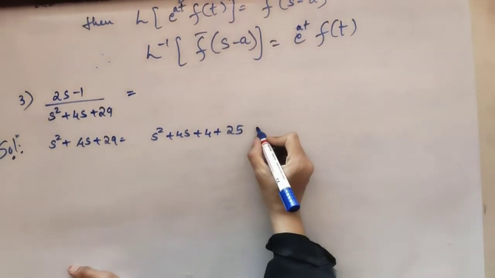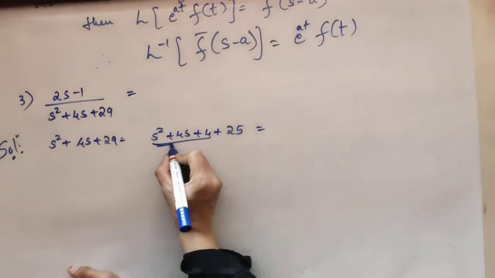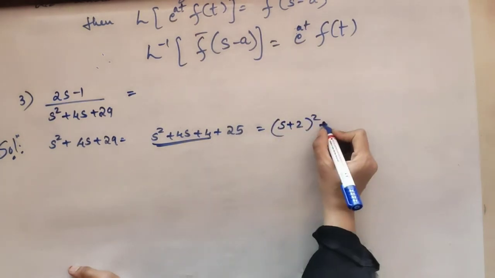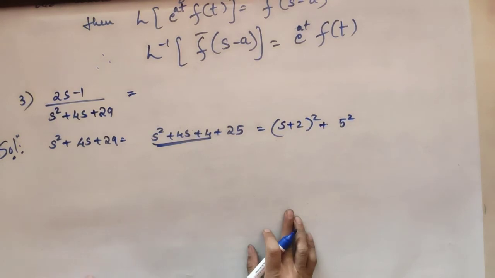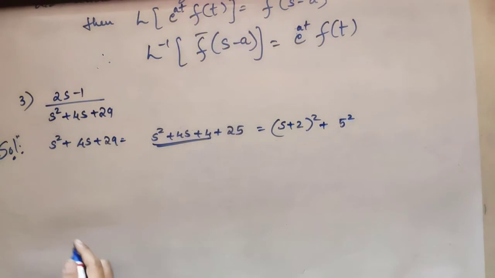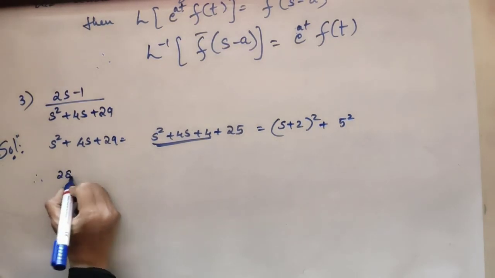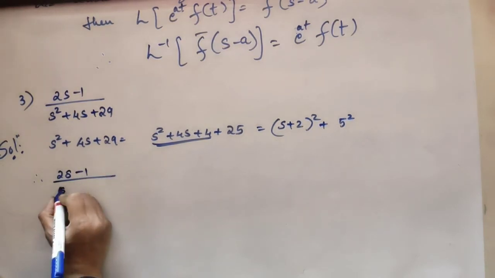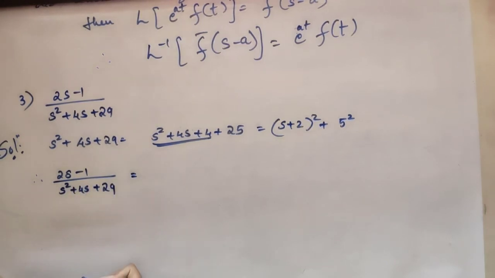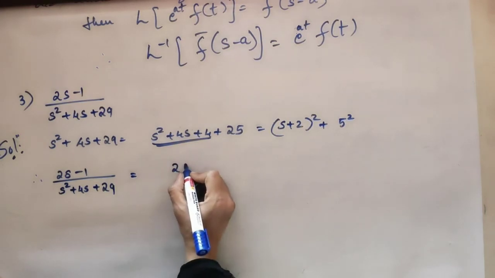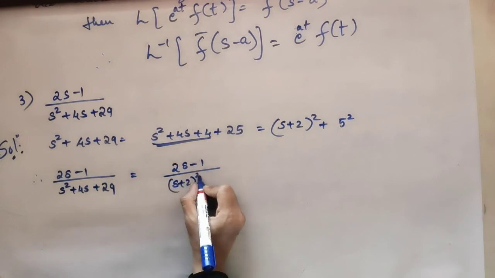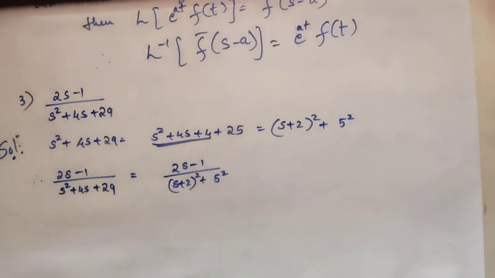So this is equal to, just consider this part. This is nothing but s plus 2 the whole square, plus 5 square. Means the denominator can be written like this. So I will use this in the denominator. Therefore, 2s minus 1 divided by s square plus 4s plus 29 can be written as 2s minus 1 divided by s plus 2 whole square plus 5 square.